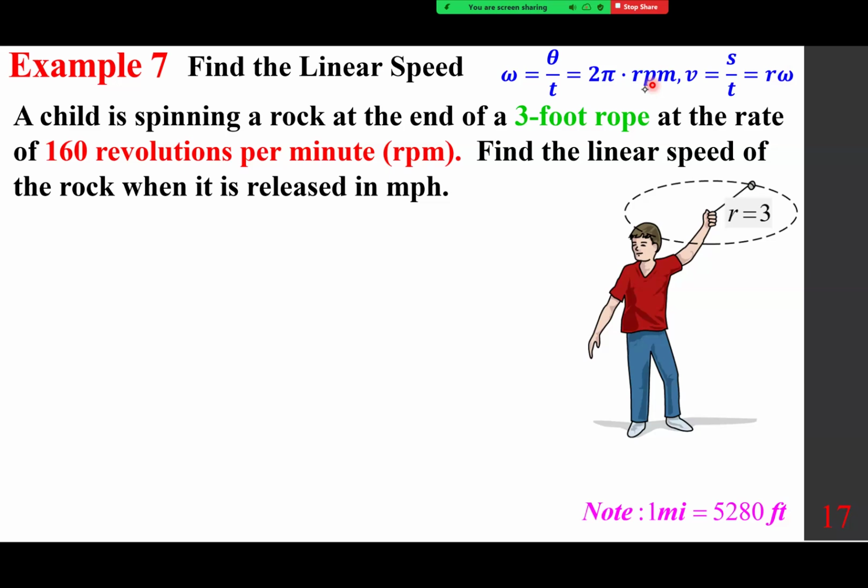So you're looking at an application, what is given? R is 3 feet. Omega is 160 RPM, revolutions per minute.